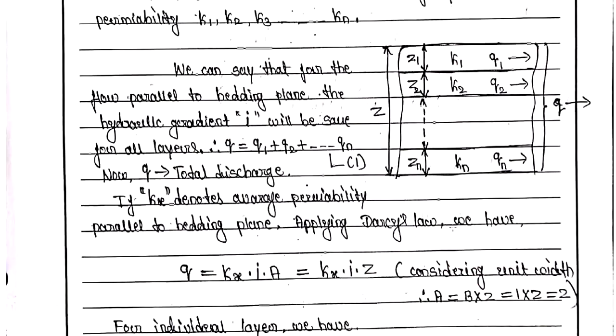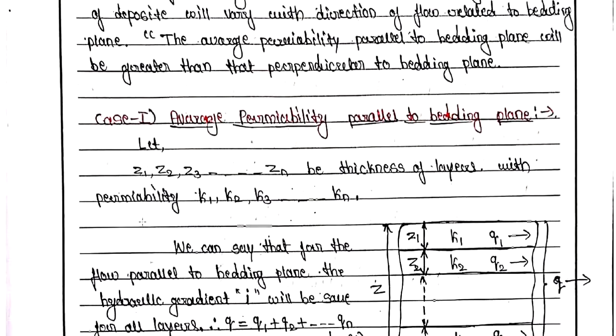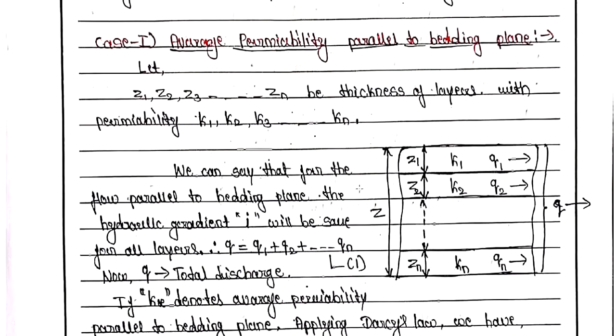Next you can see over here, the first case, average permeability parallel to the bedding plane. So when the flow is parallel to the bedding plane, what is the average permeability? How to find that average permeability is what we are going to study today. So let Z1, Z2, Z3 till Zn be the thicknesses of the layers with permeabilities K1, K2, K3 till Kn. So these are the values of the coefficients of permeability for the respective thicknesses of the layers.